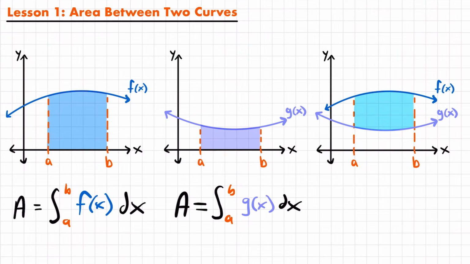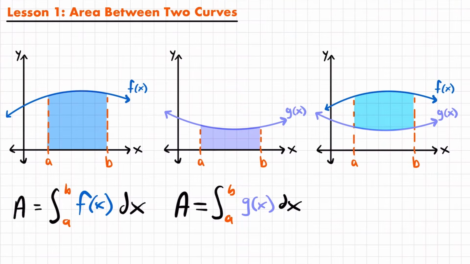And so what we can do to find the area between two curves is subtract the area underneath the bottom function from the area underneath the top function. So we could take this integral here, the integral from a to b of f of x times dx, and subtract this definite integral from a to b of g of x times dx.